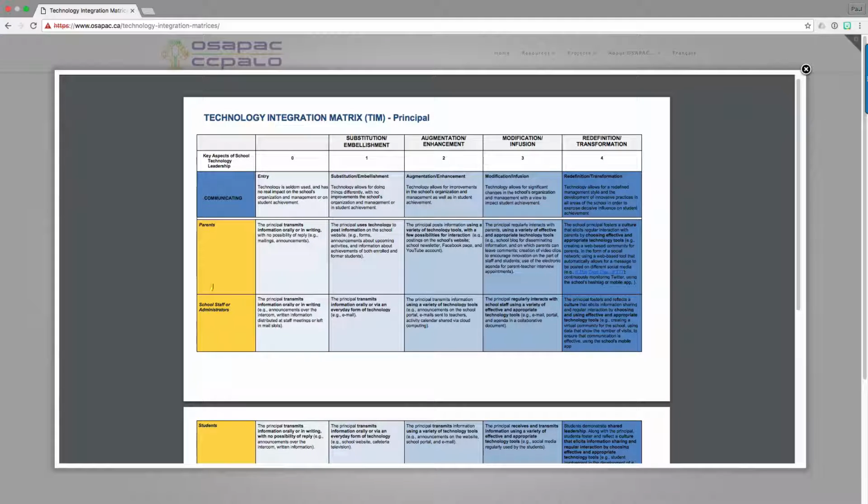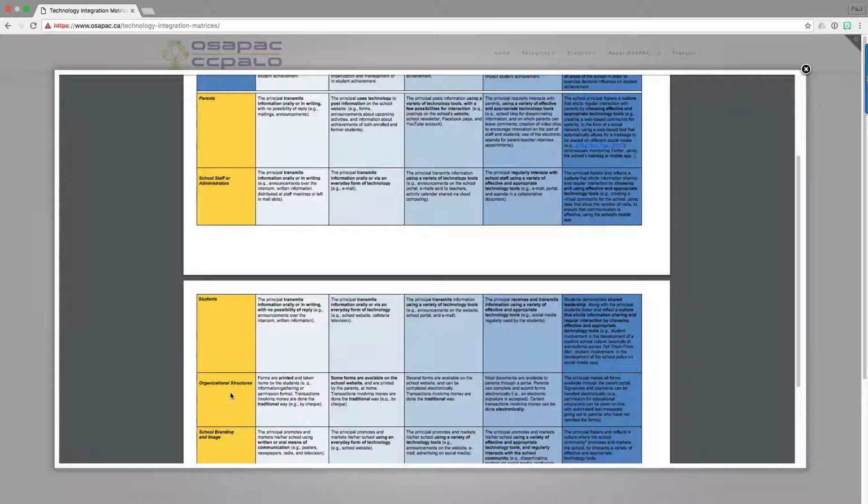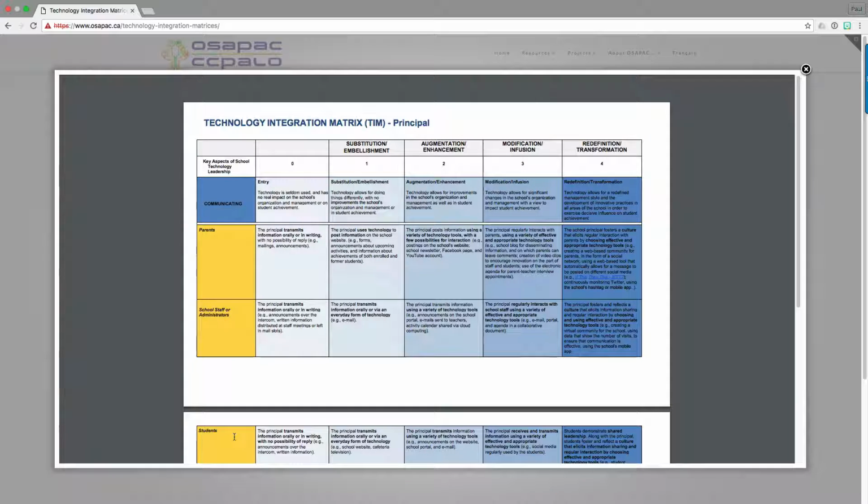And finally, some examples of what this may look like for the parent community, the school staff or administrator community, the student community, what organizational structures may look like, and how the school branding and image may move through this matrix. Again, this would be used for a school or system leader to evaluate the effect of technology integration in their particular building.